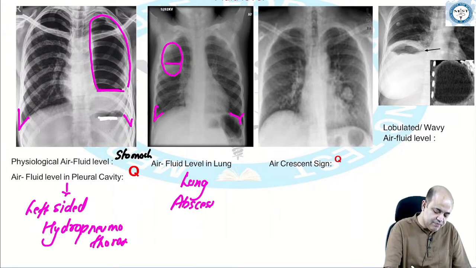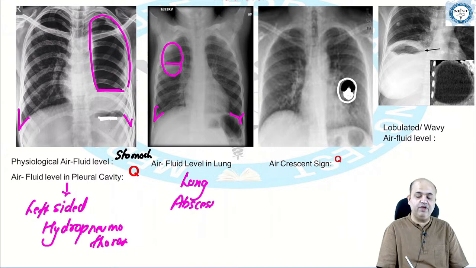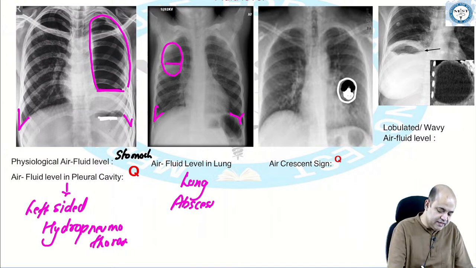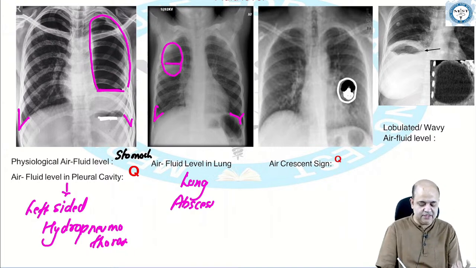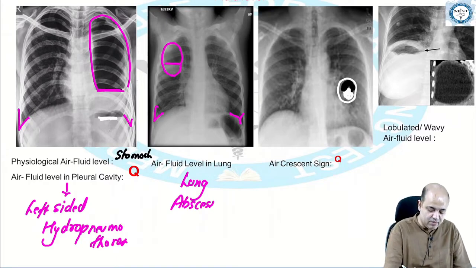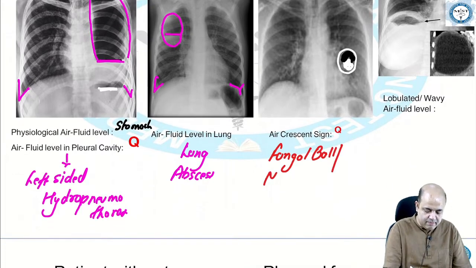What do we see here? There is a cavity, and in this cavity there is something which has grown and only a crescent of air is remaining. Air crescent sign is a feature of aspergilloma. It is a feature of mycetoma, fungal ball. It is a sign of fungal ball or mycetoma.